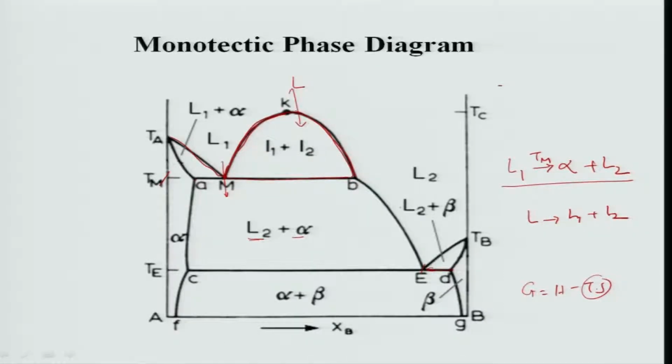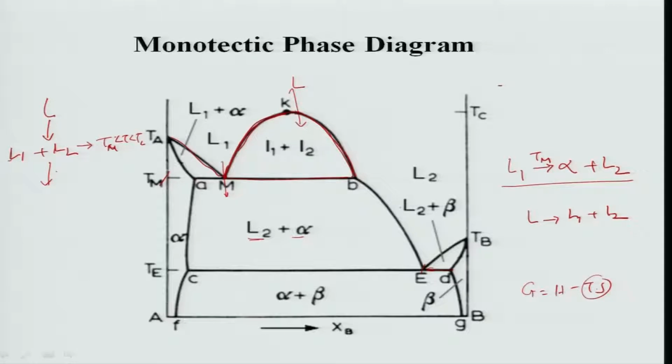First is that liquid which is at a high temperature, is a single phase liquid, undergoes the decomposition into two liquids, L1 plus L2. You can see here L1 plus L2. This is what happens at monotectic in between Tm and Tc. This is what will happen between Tm and Tc.